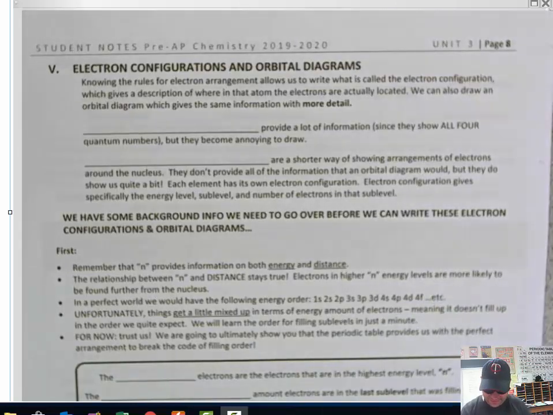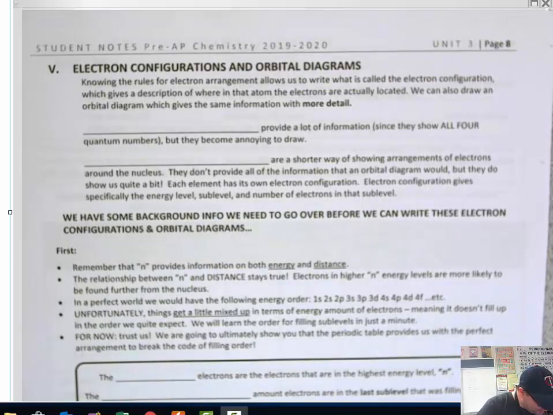Mr. Harridan here. This is electron configurations and orbital diagrams. Another great fun topic here.